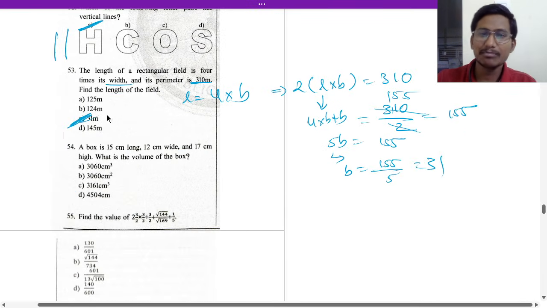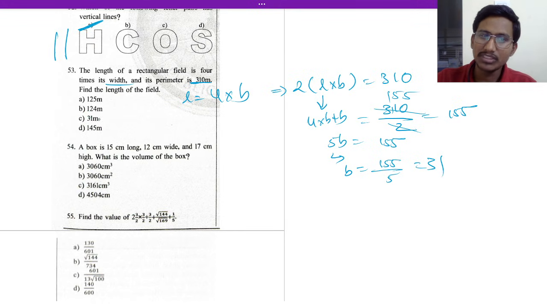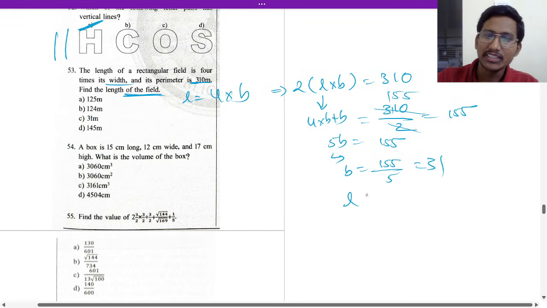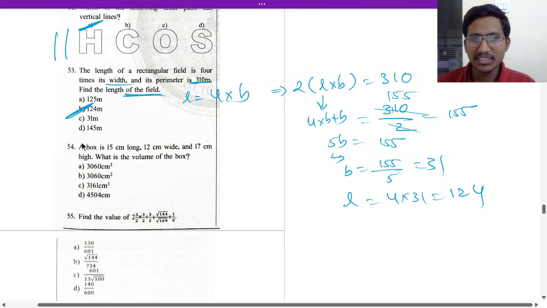That is the breadth here, sorry, don't be confused. That is the breadth. So we have to find the length they are asking. So length will be 4 times 31. So that will be how much? 124. 124 is option B. So option B is the answer.